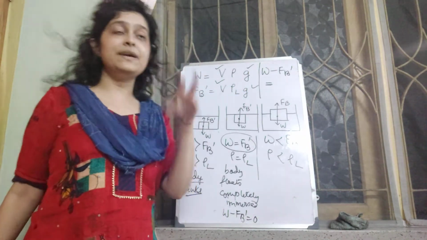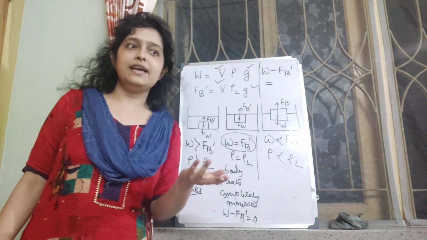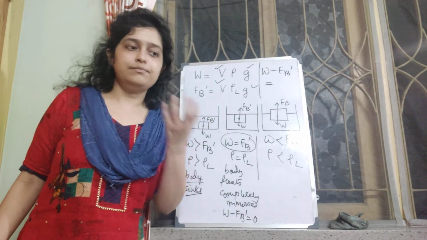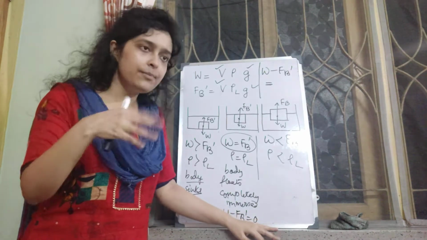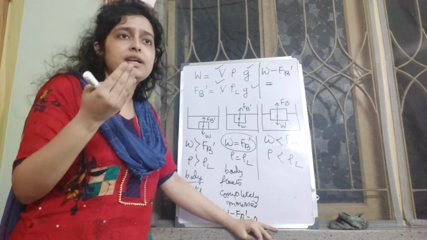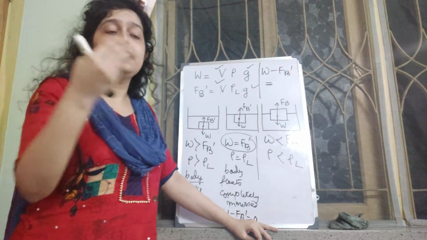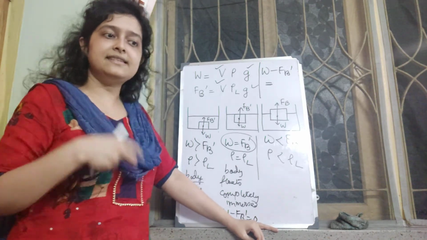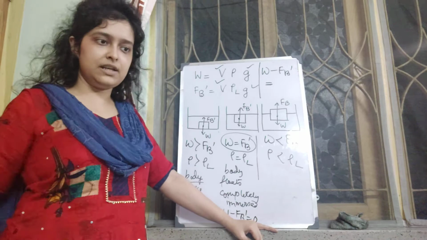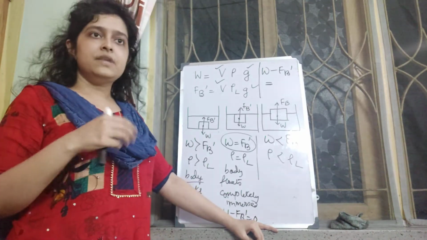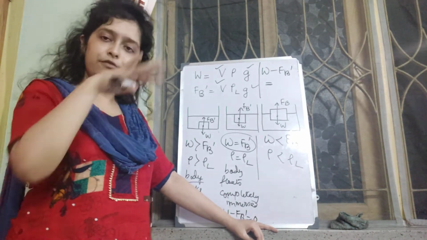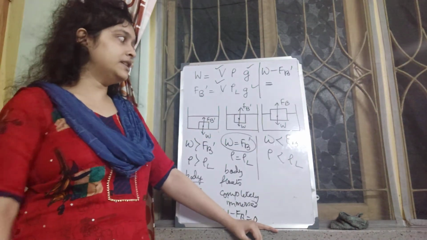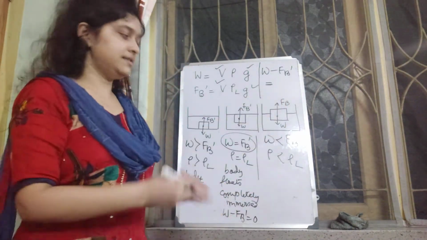So that's why when I immerse a heavier body, say for example if I dip inside a liquid a body which has density more than the density of the liquid, it will sink. Equal, then it will float completely immersed. Less, then it will float partially immersed.